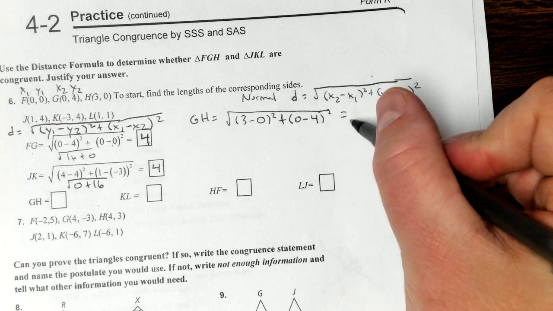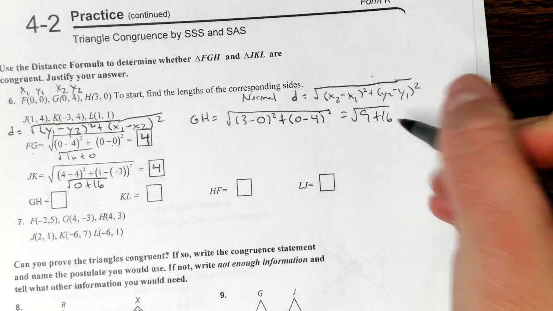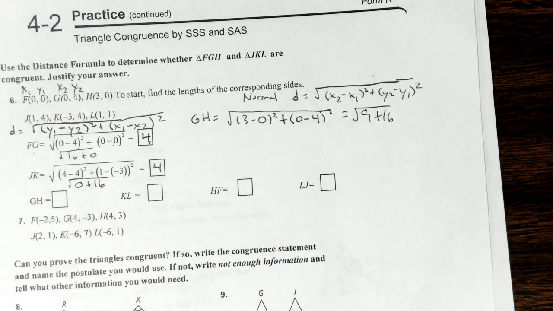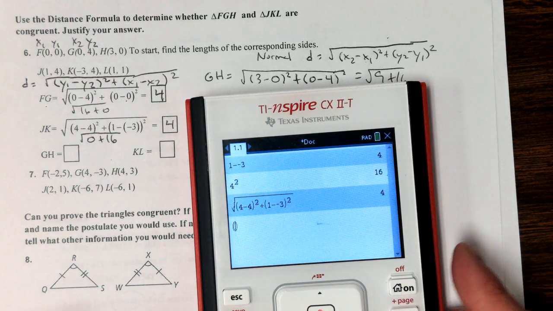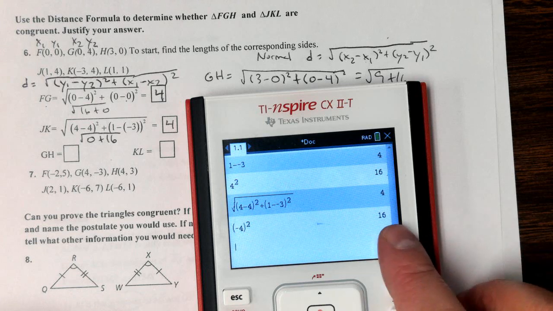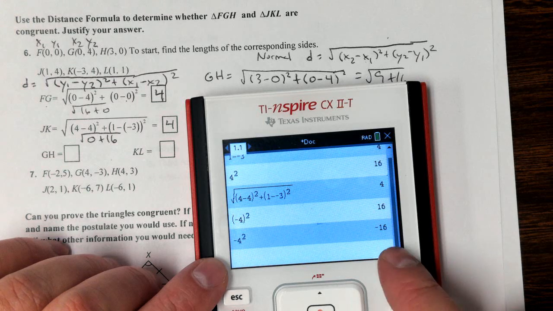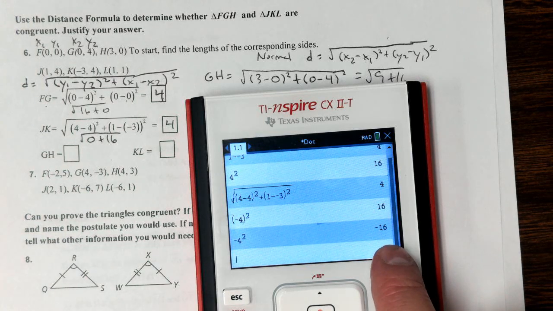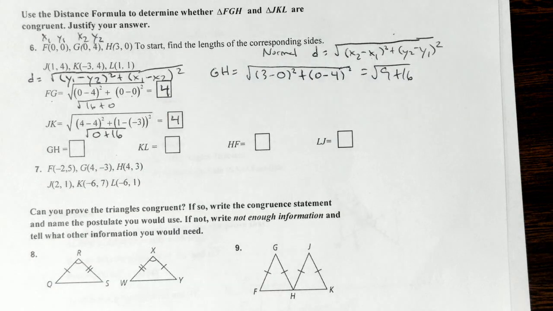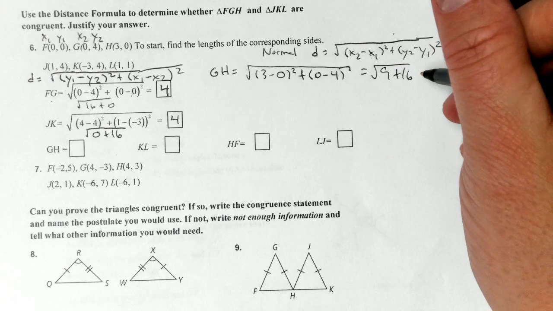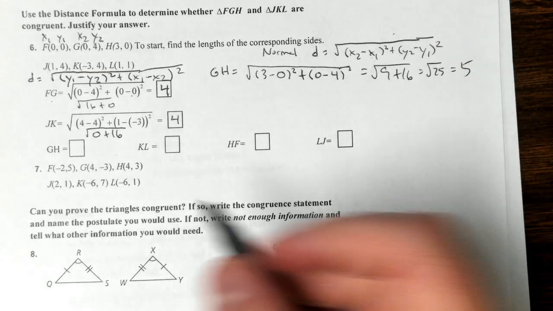So 3 squared is 9, and negative 4 squared would be positive 16, not negative. So remember, if you use parentheses like you're supposed to, negative 4 squared is positive 16. Some people might have accidentally typed it this way, which is wrong. You have to use parentheses when you're squaring a negative. So if we have the square root of 9 plus 16, that's the square root of 25, which is 5. So 5 is our answer.